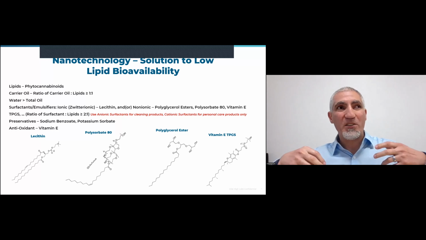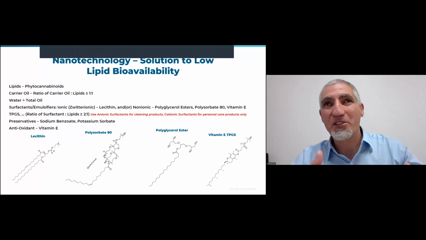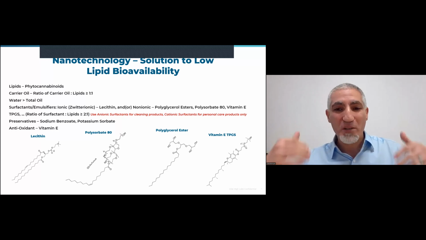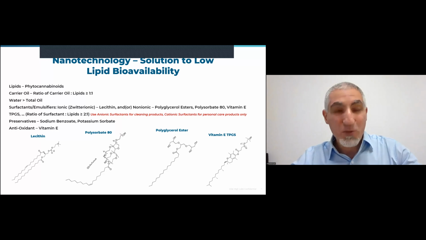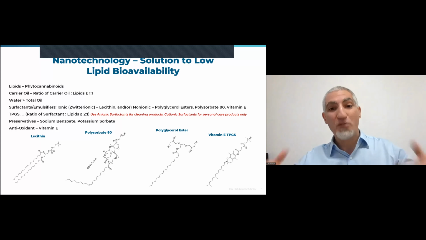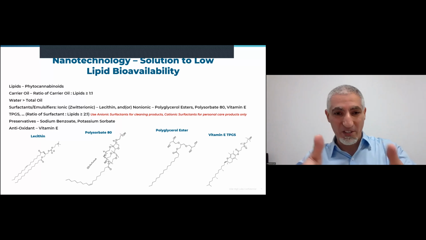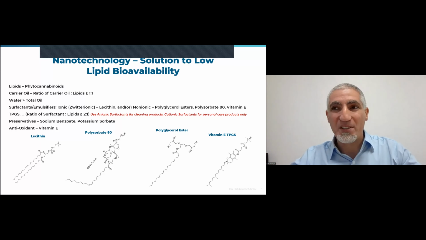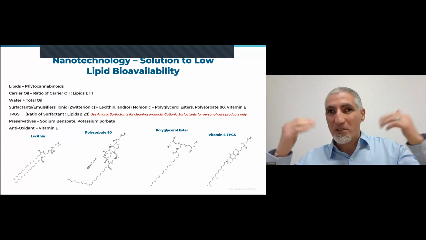So, their safety upper limit is very high, which is good. So you can use it, but I wouldn't suggest super saturating your emulsion with this polysorbate 80, because then you will exceed that acceptable daily intake, and then that could cause toxicity and stuff. So same goes for the polyglycerol esters and vitamin E TPGS.